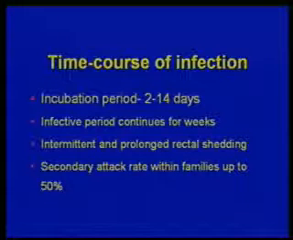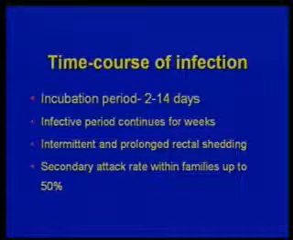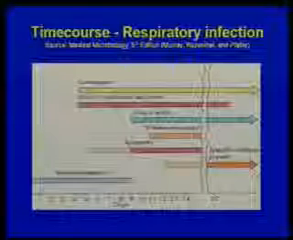The other thing is the intermittent and prolonged rectal shedding. People who have had adenovirus infections can shed the virus intermittently for many weeks. And because of this high infectivity, the people who are around the primary case or the secondary cases can get it fairly effectively and efficiently.